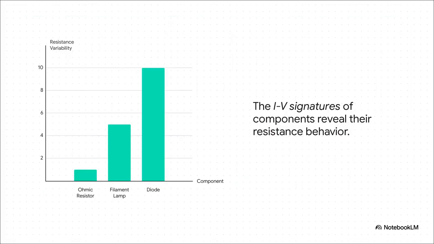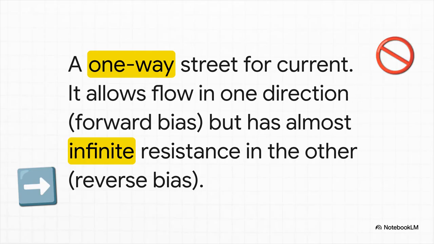And you can really see just how different these behaviors are right here. The ohmic resistor, nice and steady. The filament lamp, whoa, its resistance shoots up as it gets hotter. And the diode, its resistance changes so drastically depending on which way the current's going that it's a true electrical gatekeeper. Yeah, a diode is pretty much a one-way street for electricity.